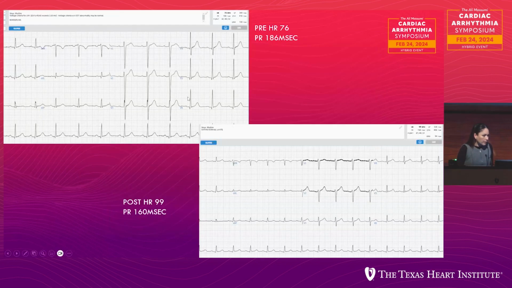And this is the EKG from when I first saw the patient. His heart rate was 76. His PR was 186. And at follow-up, after the CNA ablation, heart rate was 99 and PR was 160. Now, did he like having a heart rate of 99? No. So I put him on propranolol for about 6 months. He did great, and of course he had the loop recorder. The first 6 months, he stayed on the very low dose propranolol, and then we stopped it, and his heart rate kind of settled in the 80s, and he's doing good.